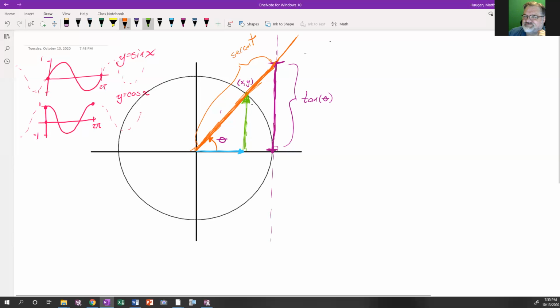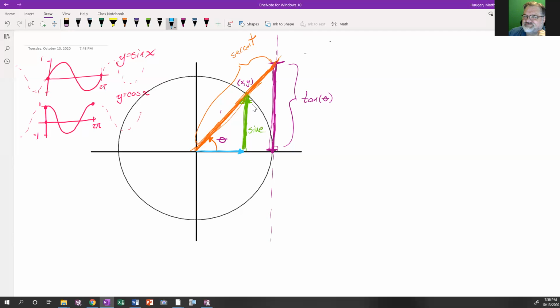So we've got our three main functions here. This angle causes a sine value, that's that green one. It causes a tangent value, this purple one, and it causes a secant value, this big orange one. Those are really the three values caused by that angle. And you might say, well, what about the cosine? Where does the cosine fit in?